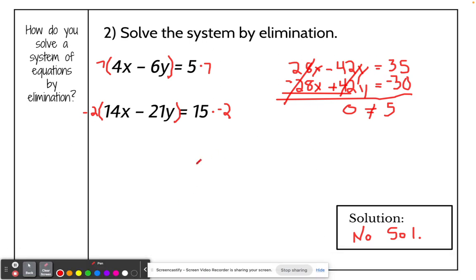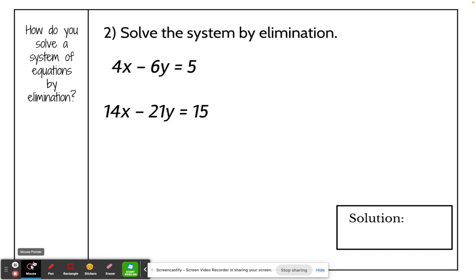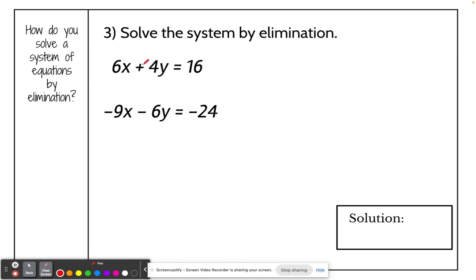So if I simplified these, they would be parallel lines. Let's look at this one. What can I cancel out here? Well, I have 6x, I have negative 9y. I know both of them can go to 18. So how about I multiply this top equation by 3 and my bottom equation by 2.